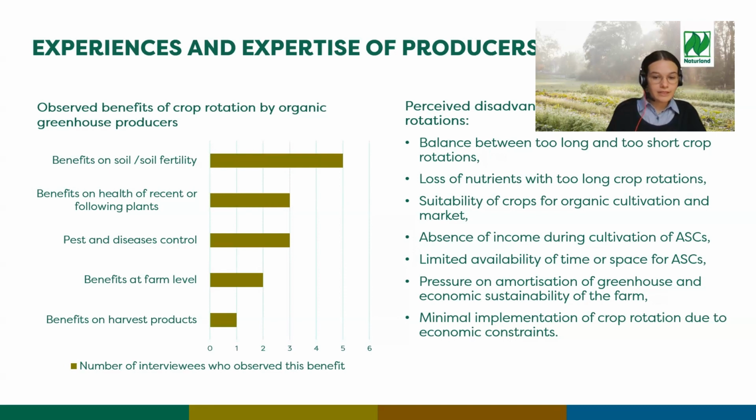Whether crops in the crop rotations are suitable for greenhouse cultivation and the organic market, and also economic factors like the amortization period of the greenhouse and the absence of income during the time when cultivating non-cash crops. And concluding that, 7 producers would like to implement a longer crop rotation, but feel limited by various factors, which will be presented subsequently. And 5 producers answered they do not want to make changes in their crop rotation at all.